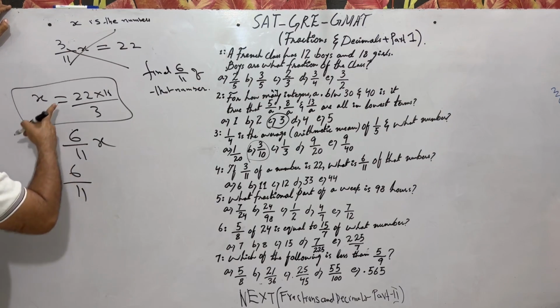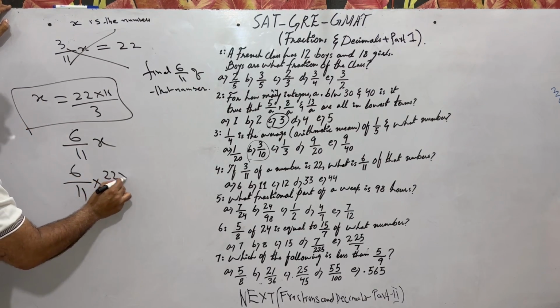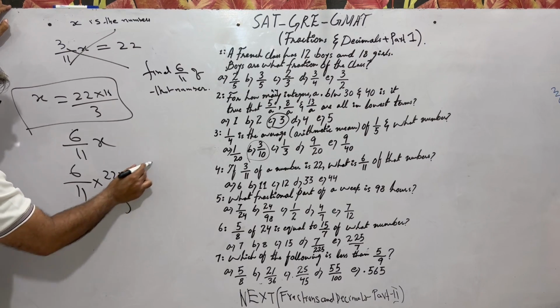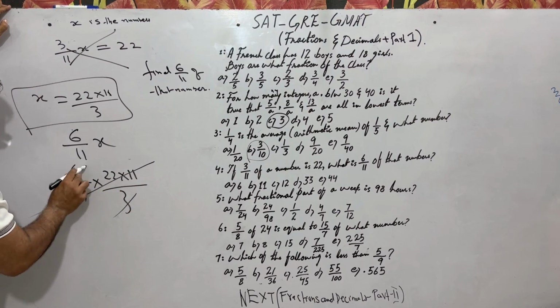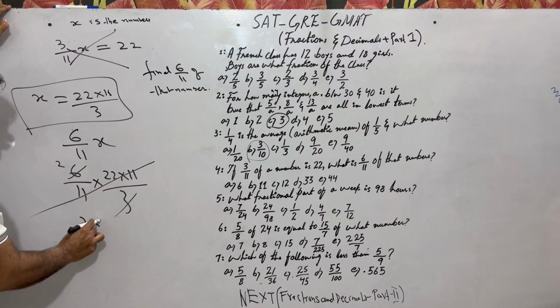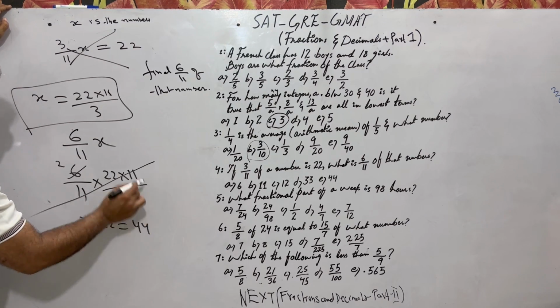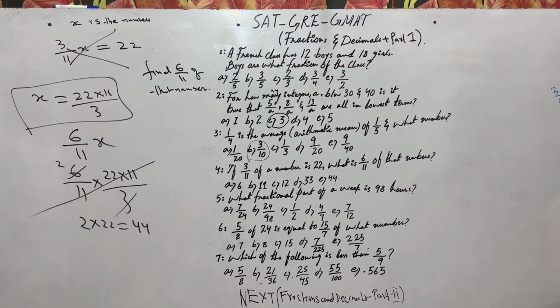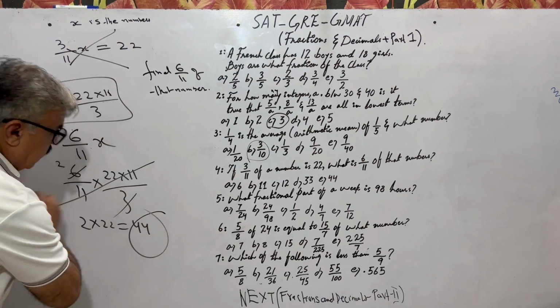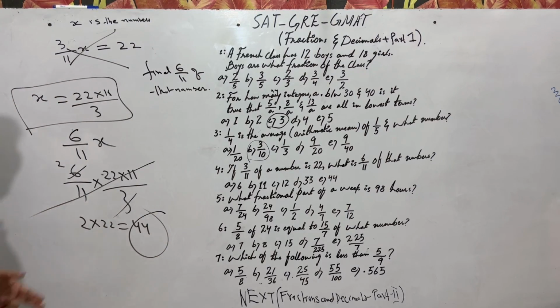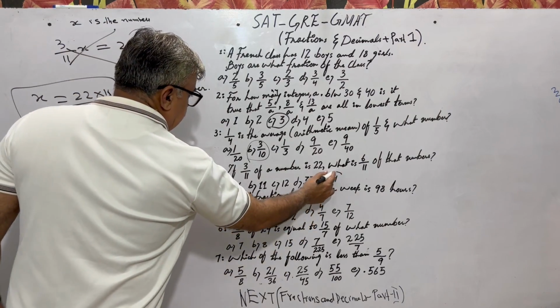6 over 11 of our number is 6 over 11 times 22 times 11 over 3. Cancelled out, 2 times 22 will become 44. Our answer is 44 in that case.